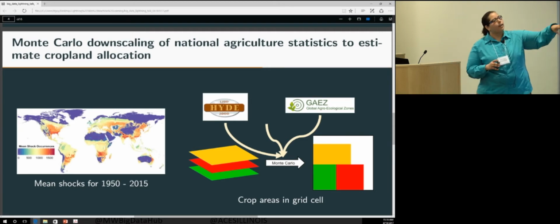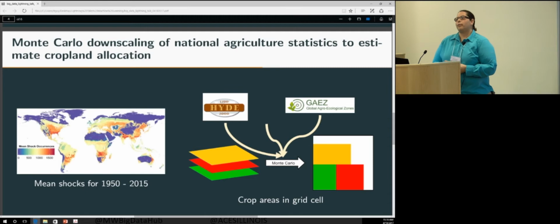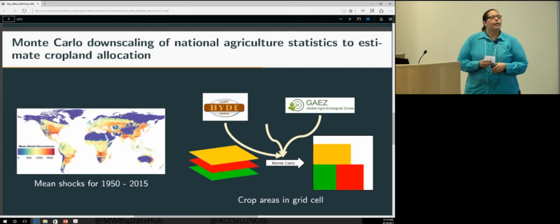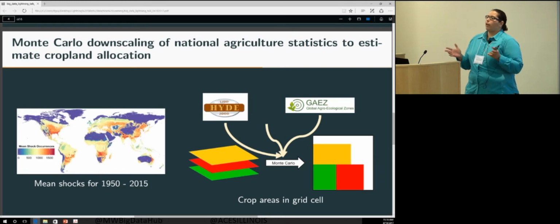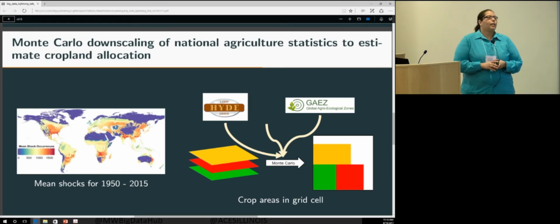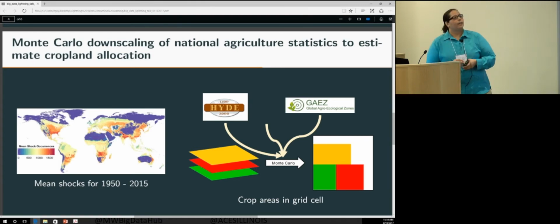So the schematic on the right shows the big problem that we're tackling with what crops have grown where: how can we reasonably estimate co-locating crops at the pixel level? What we've come up with is a Monte Carlo approach that takes in data that is slightly dynamic in terms of temporal resolution, and probabilistically distributes it across the world.